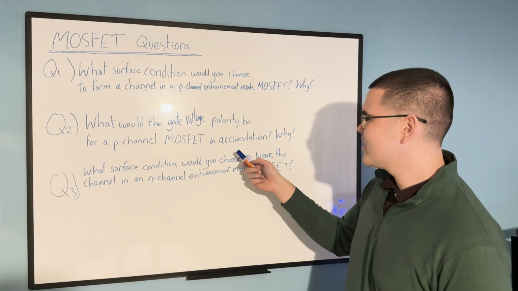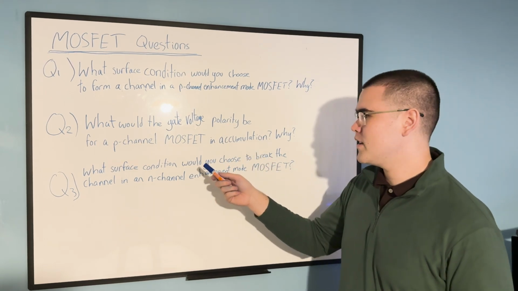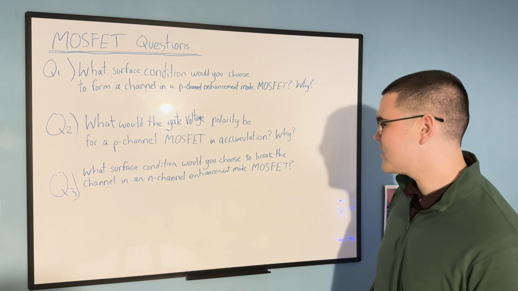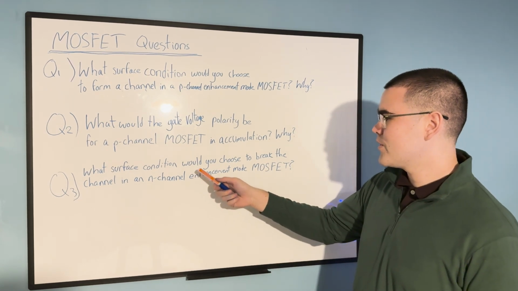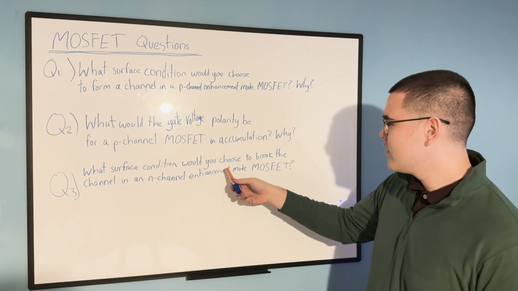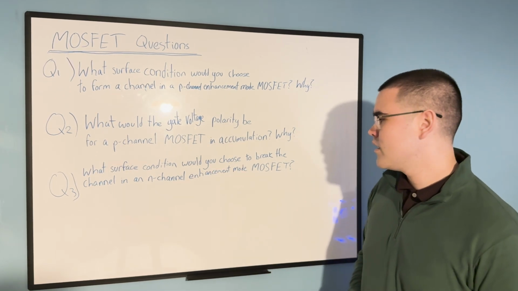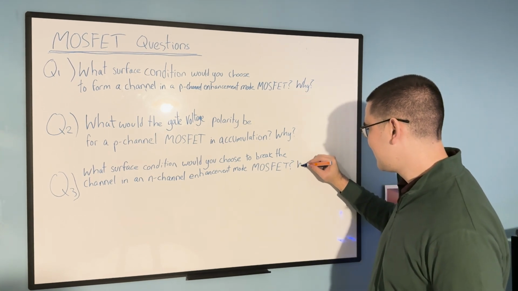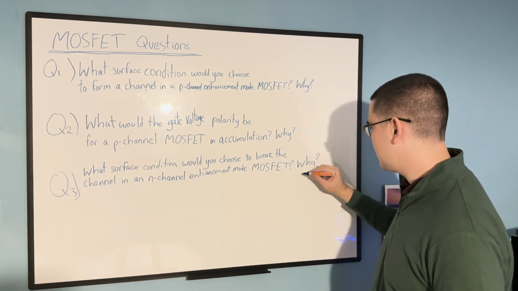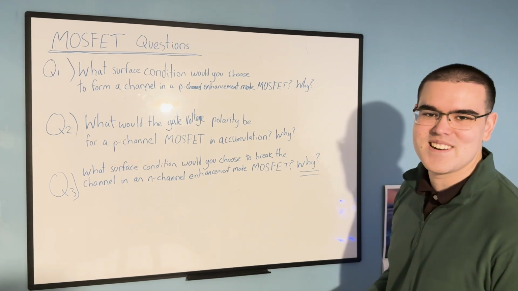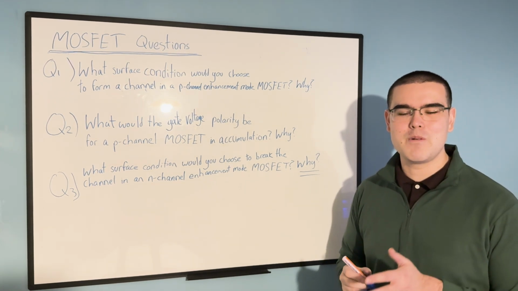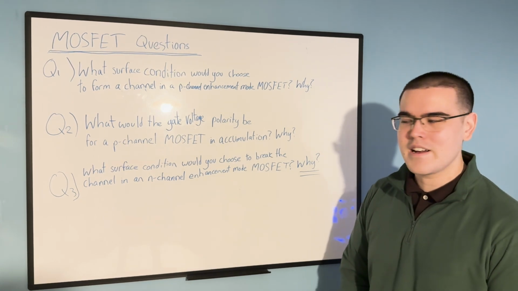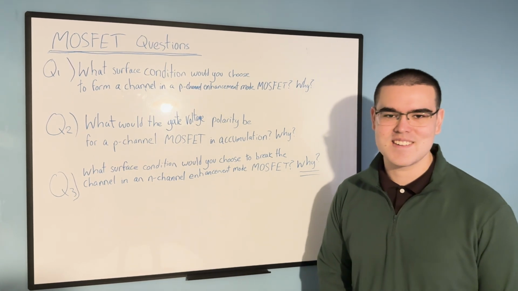And for question 2, what would the gate voltage polarity be for a p-channel MOSFET in accumulation? Why is that? And for question 3, what surface condition will you choose to break the channel in an n-channel enhancement mode MOSFET? Why? That's the big question. Why is this happening? I want you to explain that. So take your time, have a think, and I will explain it in just a second.